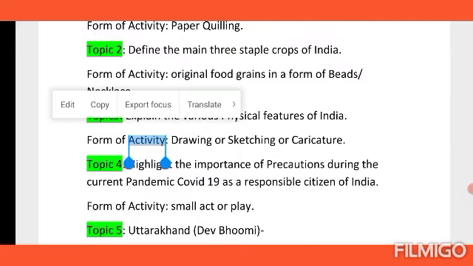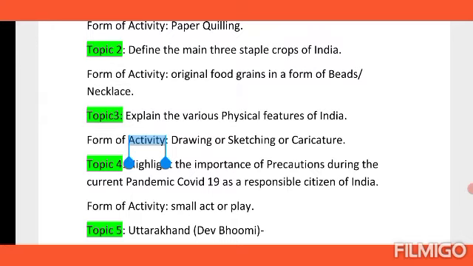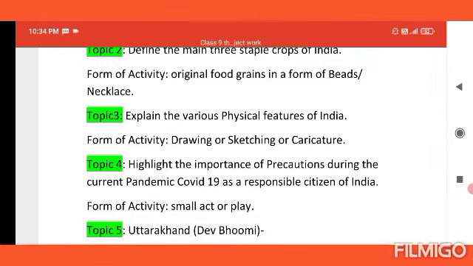What is caricature? A picture or a description of a person, or any drawing, written or spoken description. When we describe someone in the form of drawing, or we write something, or we speak something about any person or anything, that is called caricature. So in fact we can call this a model. You can also draw the model of the physical features of India.